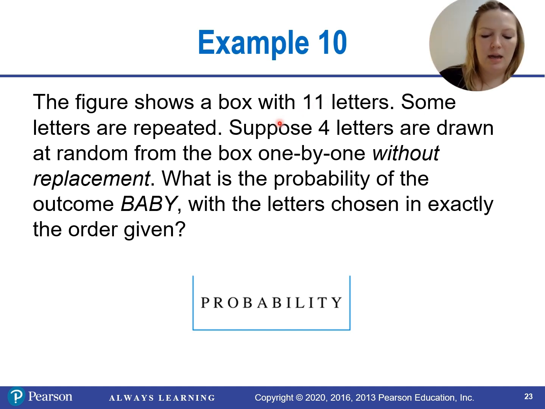All right, so let's look at another example. If we have a box that has 11 letters in it, and those letters are given by the letters of the word probability, some of the letters are repeated. So for example, B is in this box twice. So let's say that we're going to draw 4 letters out of the box one by one without replacing them. So we're going to take a letter and then remove it from the box. So what's the probability of getting baby, B-A-B-Y, in that exact order?